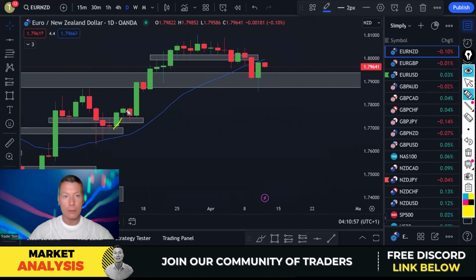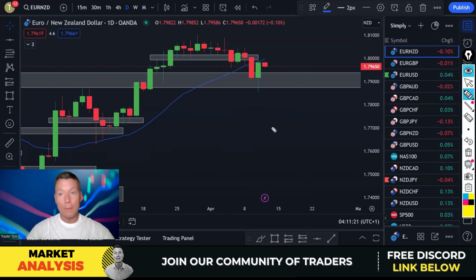If we look at the day chart, it's not as clear cut for me. We had lots of sideways action. Has it started breaking down? We're below the moving average 20. So if I had to trade this, I would be trading Euro New Zealand dollar for buys, right? But it's not a trade idea for today. But I am looking at these two pairs.